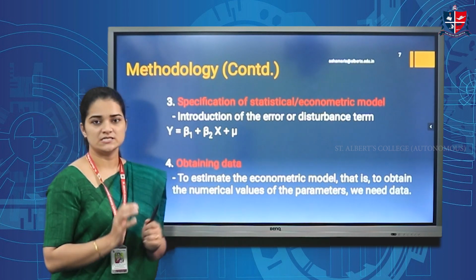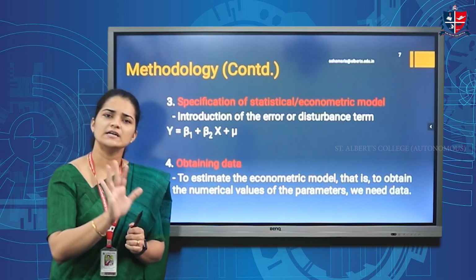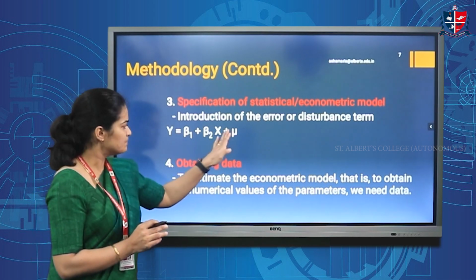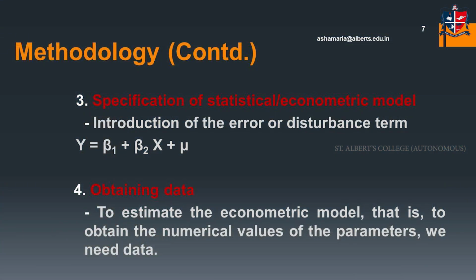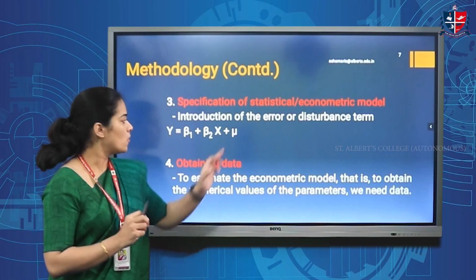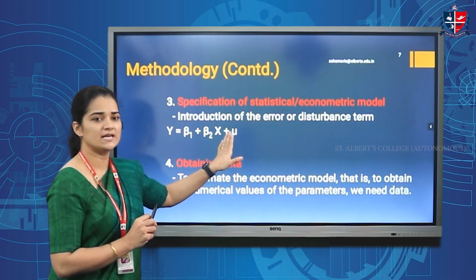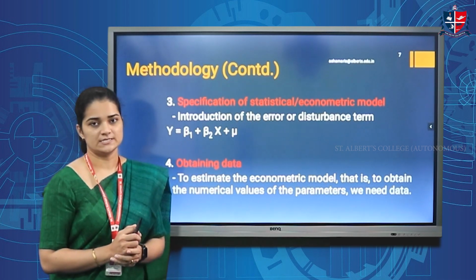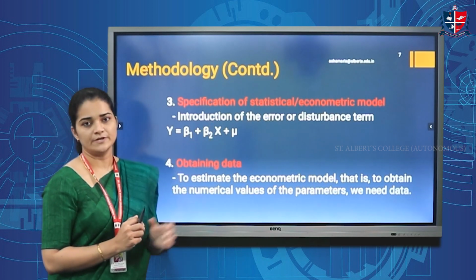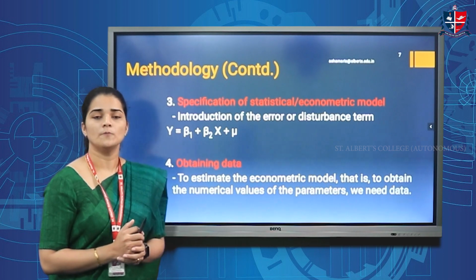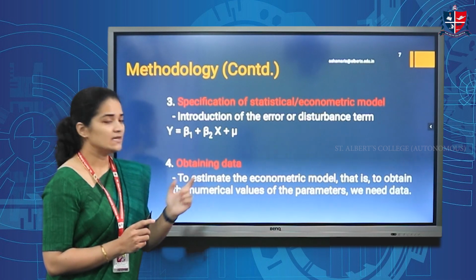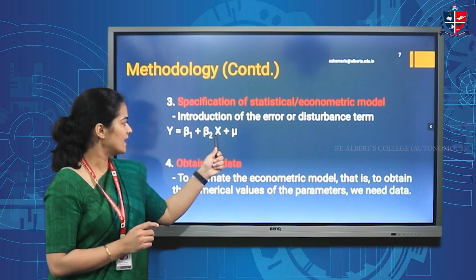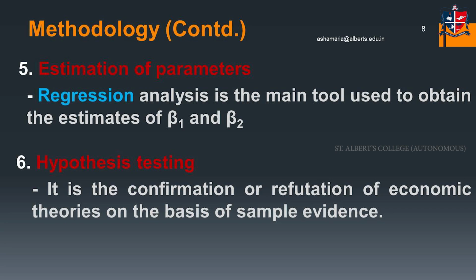The error or the disturbance term is a random variable which has well-defined probabilistic properties. And this mu, this error term, represents all factors which affect consumption expenditure but are not taken into account explicitly. So the effect of all factors other than income is being summarized in the error or the disturbance term. Now we have the econometric model in place. Next, we need to obtain data in order to find the estimates of beta 1 and beta 2. For that, we need data on consumption expenditure and income.